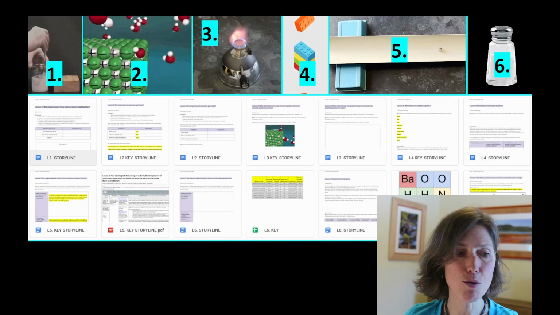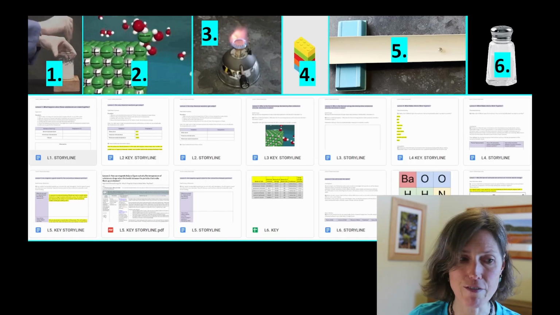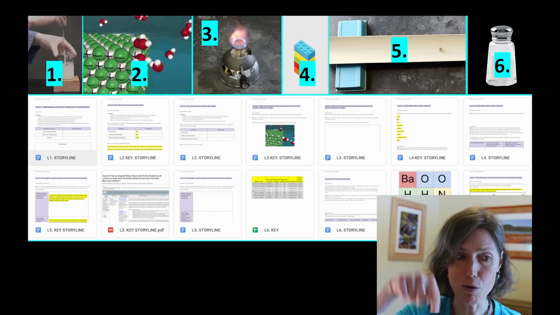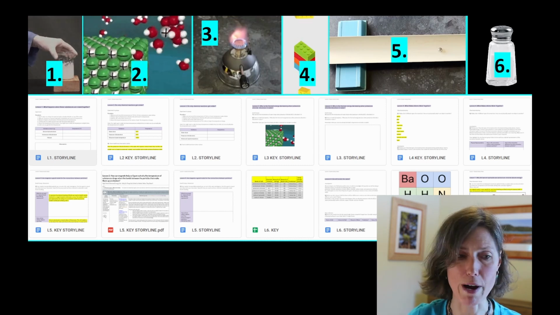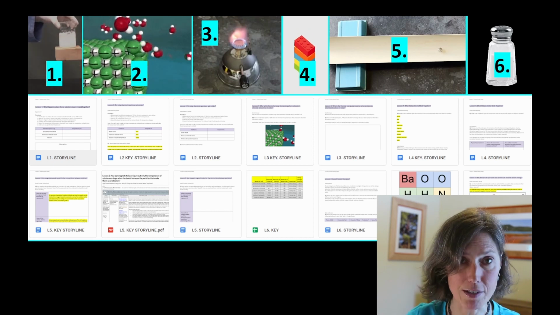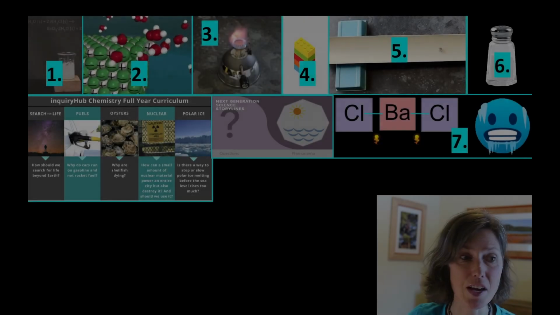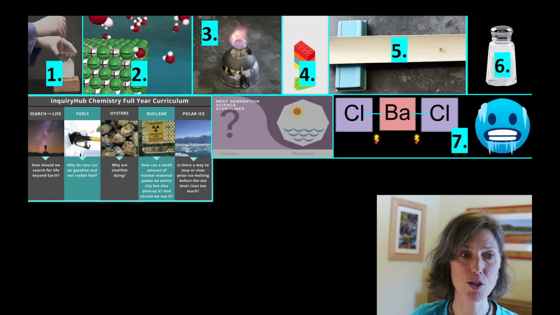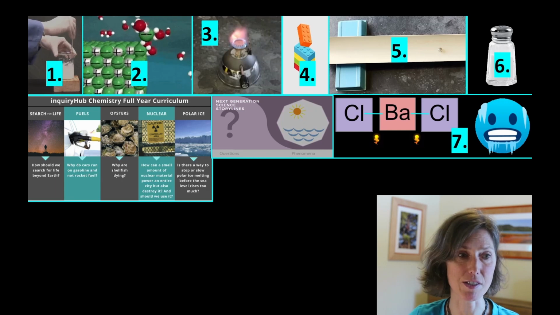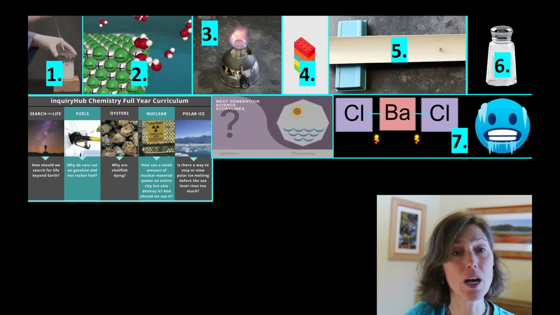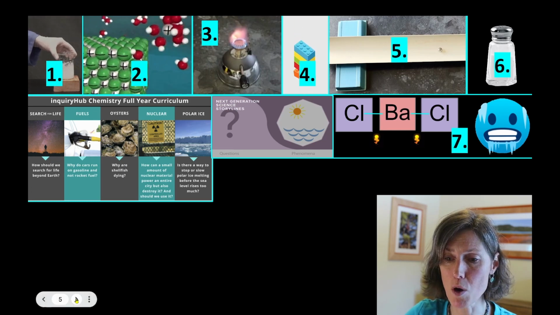So let's go through the first 7 lessons that make up this storyline. The description below contains the link to my Google Drive folder containing all the lessons and my generated keys to these lessons. I should emphasize that I adapted these lessons from the Next Generation Science storylines and the inquiryHub chemistry curriculum. Let's get started with lesson number 1.